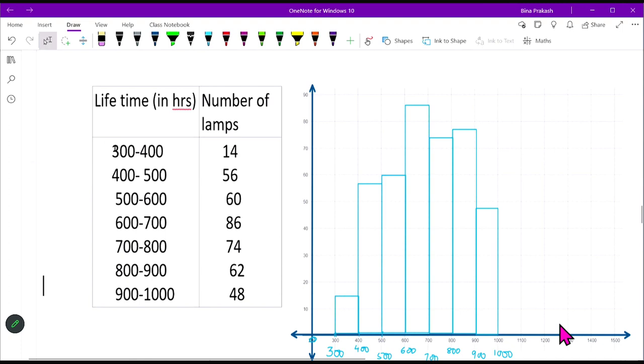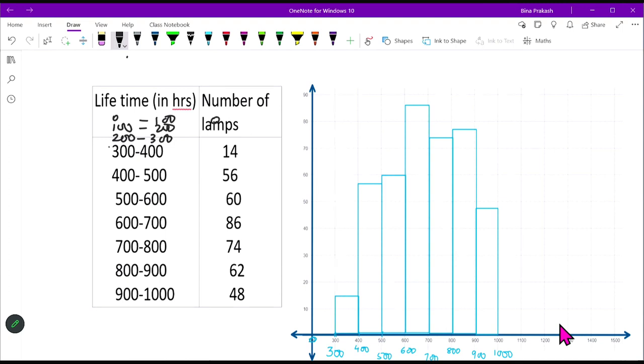So why should we take up that? Because if you consider that way, we can always take that interval as 200 to 300. We can introduce that interval 100 to 200 and 0 to 100. Now in that case, how many lamps are there which is burning for 0 to 100? Is there any? No. So what is the frequency of it?